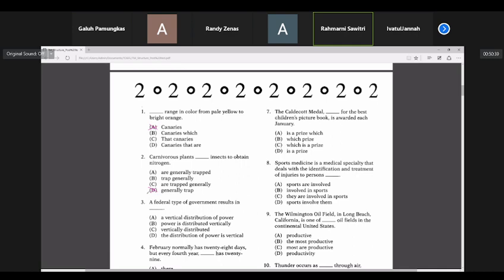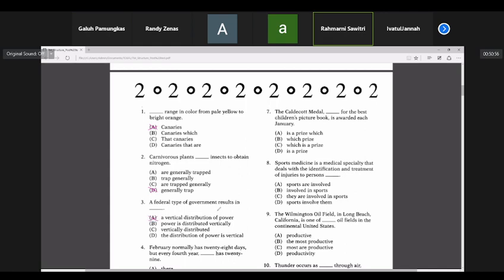Then let's see number 3. What about Ari Sukma? Yeah, Miss. Bentar. Number 3. Miss. A. Yeah. So let's see.